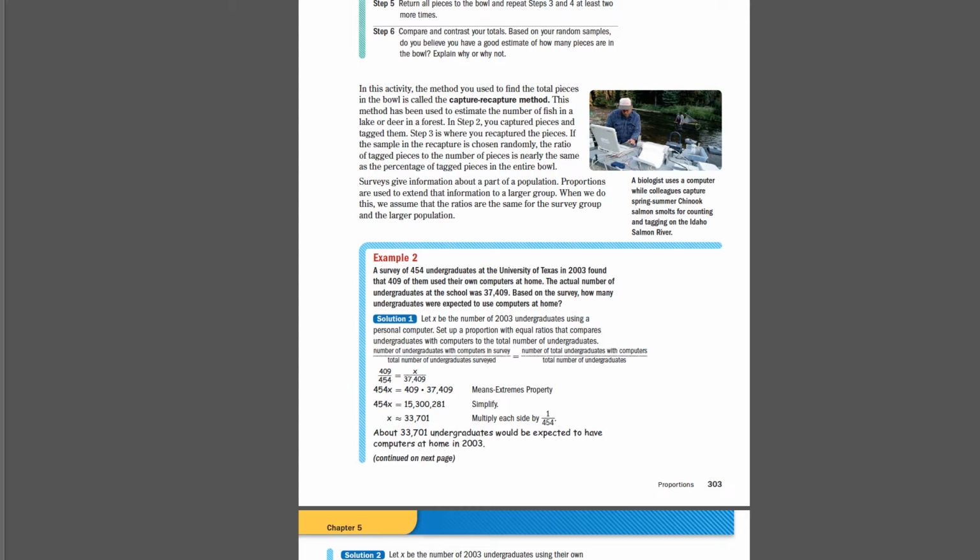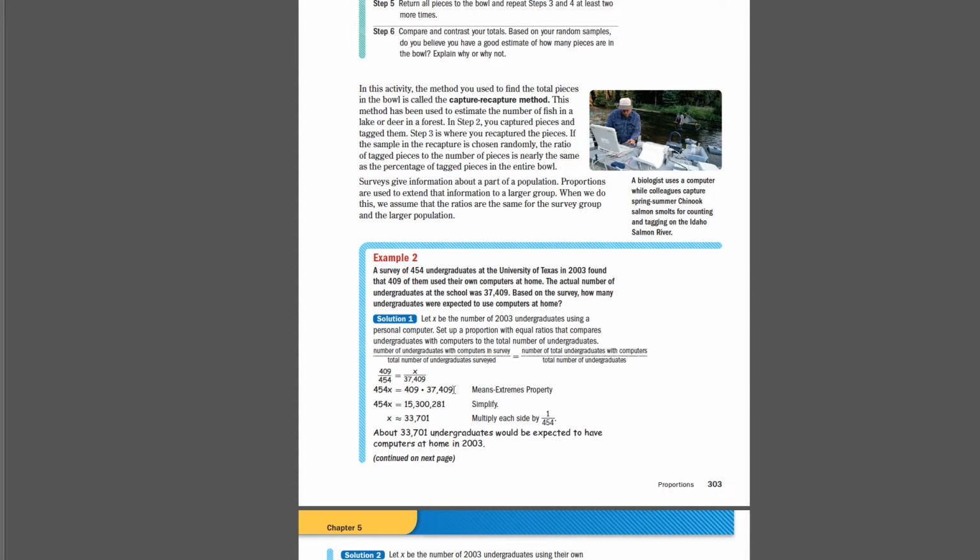So they surveyed 454. 409 of them had bought that. So 409 is to 454 as our unknown. We're asking the question how many is to the total population. We're assuming that this survey is representative or proportional to the actual school population. From that we get 409 is to 454 as x is to 37,409. Use the means extreme property.